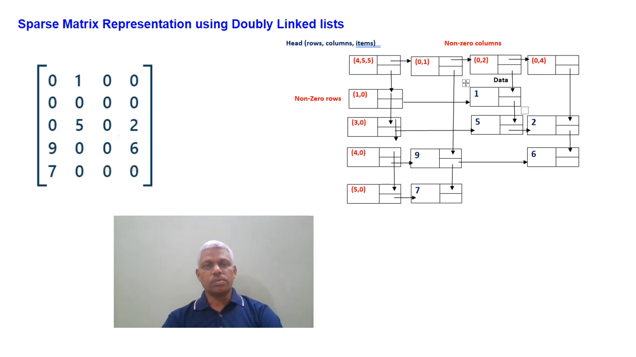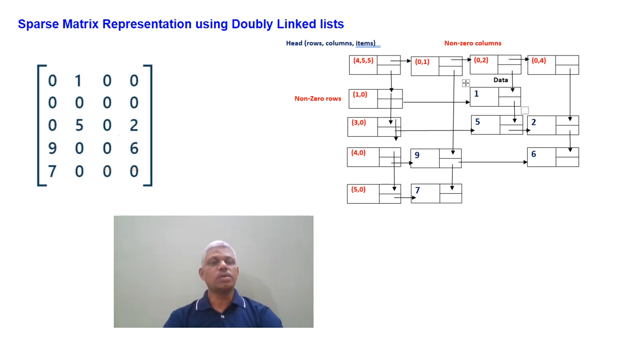The head node can be represented with information about the matrix, like the number of rows, the number of columns, and the number of non-zero values. So 5 rows are there, 4 columns are there, and 5 non-zero values are there. 5, 4, 5 is the information stored in the head node.